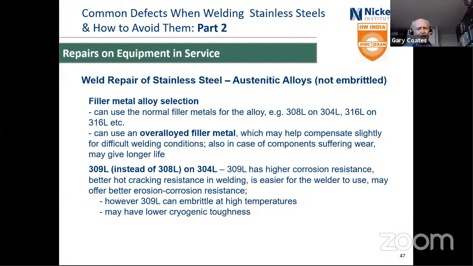and it may offer better erosion corrosion resistance. However, the downside is the higher ferrite content of the 309 can embrittle with long time exposure to high temperatures. So if it's a high temperature application, often the ferrite content in the filler metal, for 308L for example, will be limited to maybe max 8 or 10% ferrite so that you don't have a large amount of ferrite in the weld. And 309L may not be as good at cryogenic temperatures.